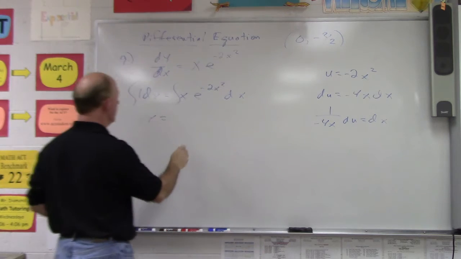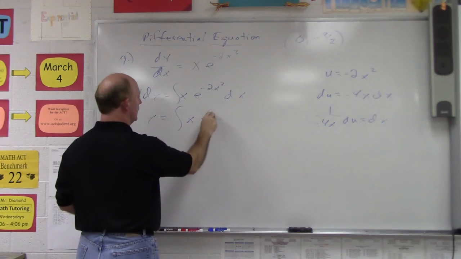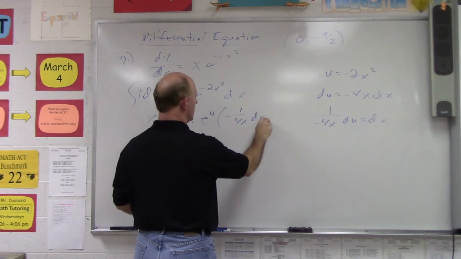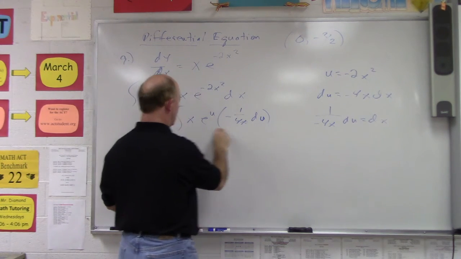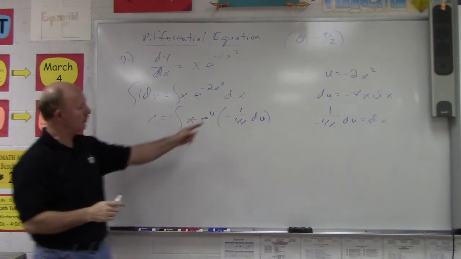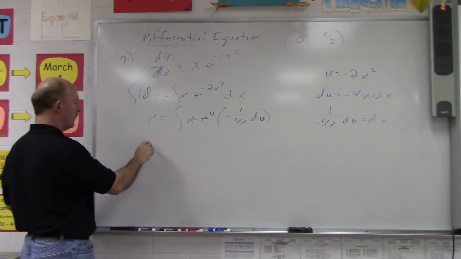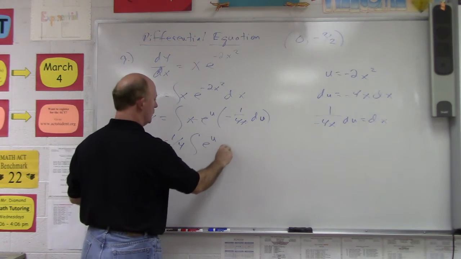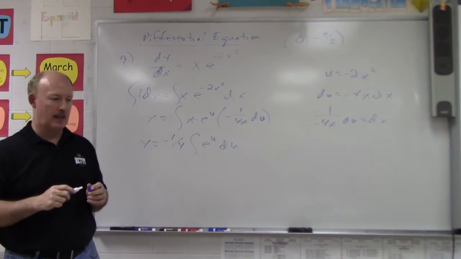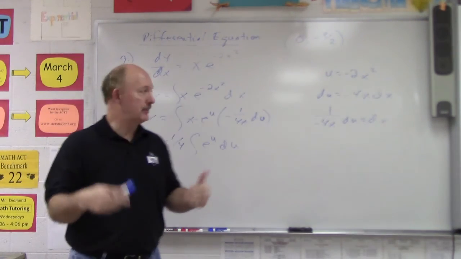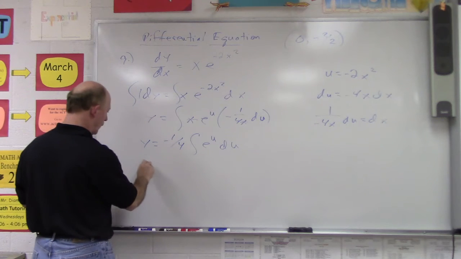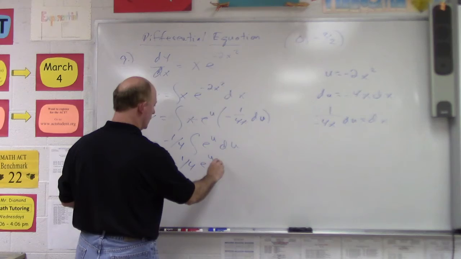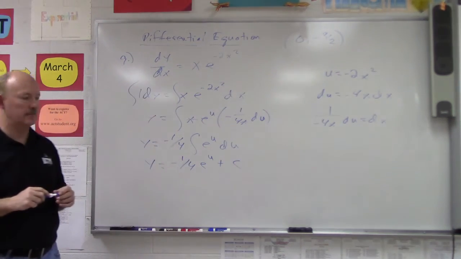So let's substitute back in over here. This will give us our integral x e to the u times negative 1 over 4x du. And you can see the x's both cancel out. That leaves us with negative 1/4. Let's pull the negative 1/4 out. So we have y equals negative 1/4 integral e to the u du. And that's where we want to be. Now the antiderivative of e to the u is itself. So we have y equals negative 1/4 e to the u plus our constant of integration.